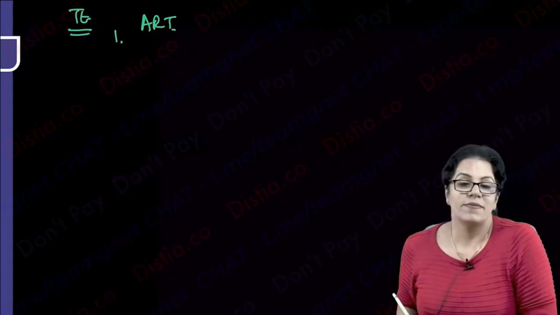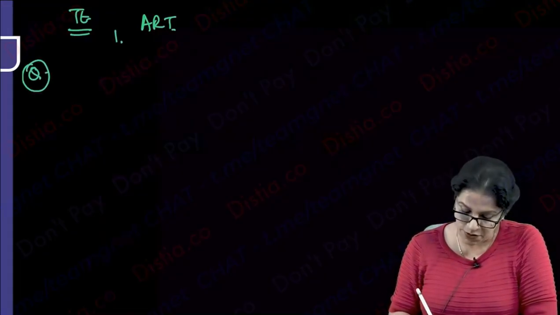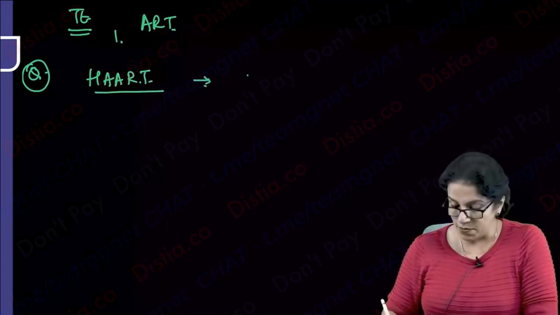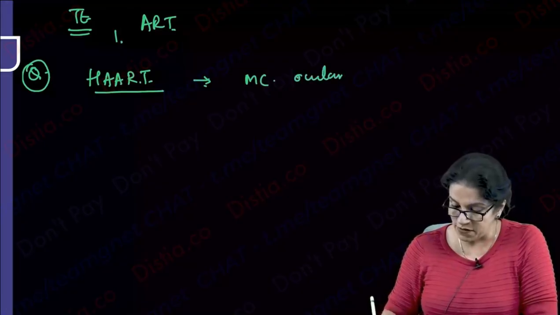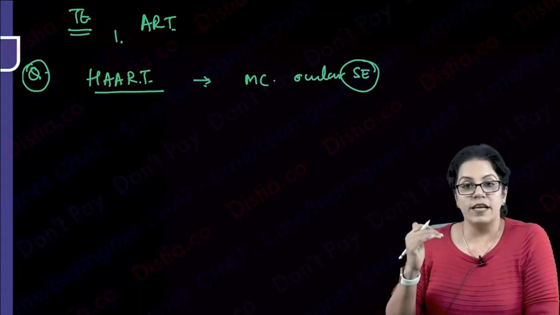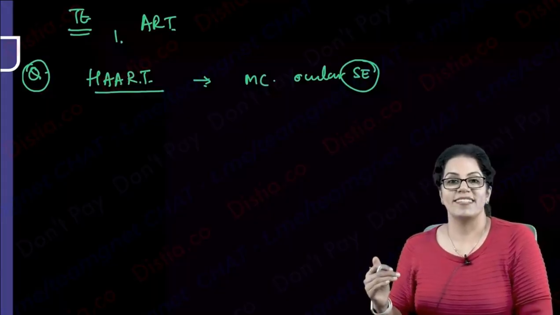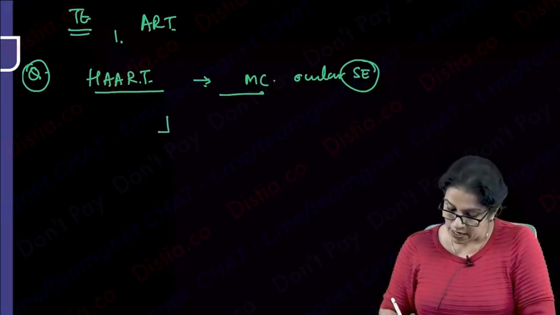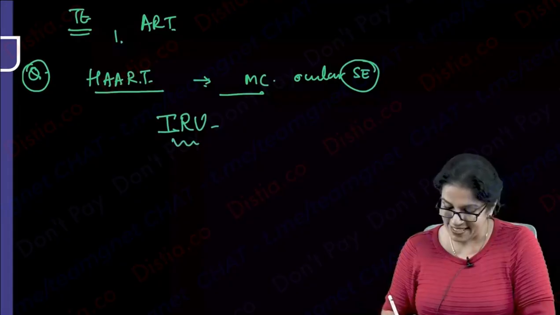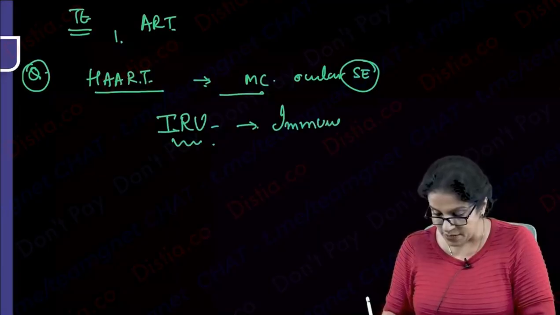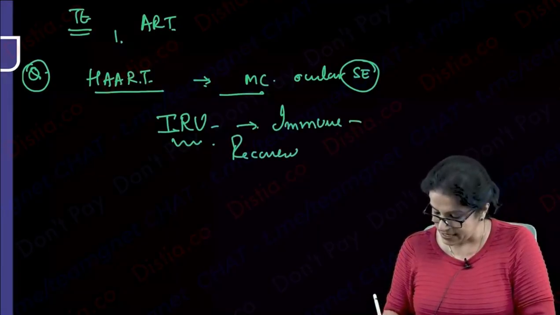Now there is one very important exam question for you all. A patient is on HAART, highly active antiretroviral therapy. What is the most common ocular side effect of HAART? This is interesting. When you are giving HAART, the immunity improves, and when the immunity improves, again there will be inflammation. So the most common side effect is immune recovery uveitis, which we call IRU.